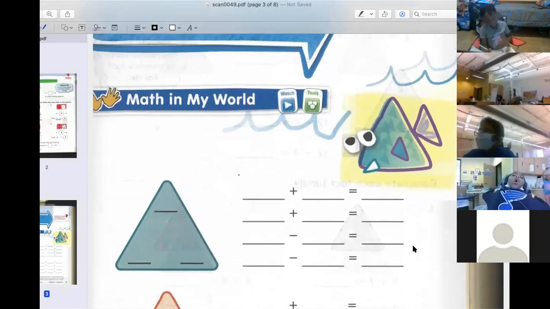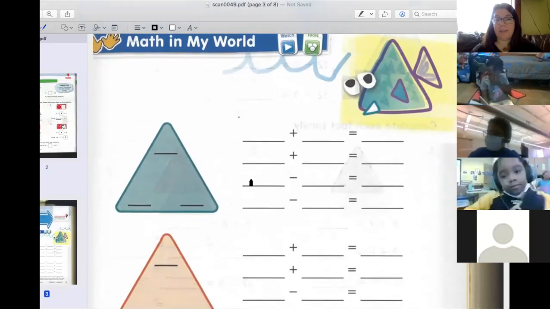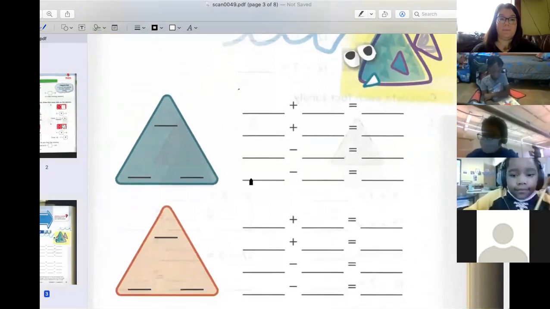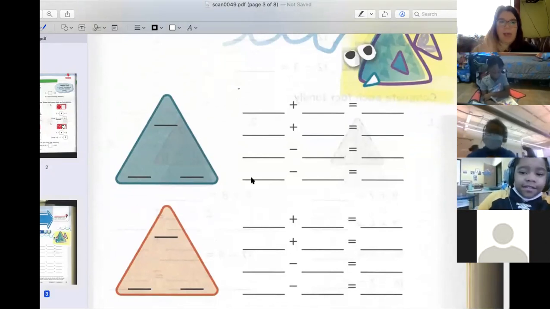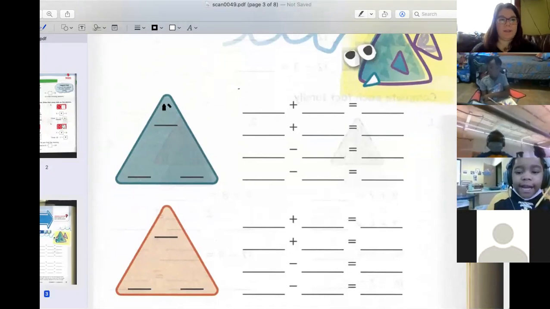So fact families, we've been kind of doing fact families. We'll figure that out, but you keep walking. I know this. So it goes minus, then plus, but equals. Then you put a different number right here.